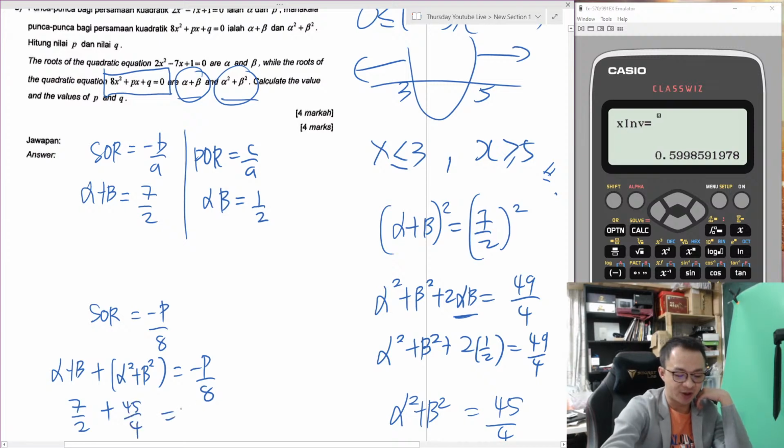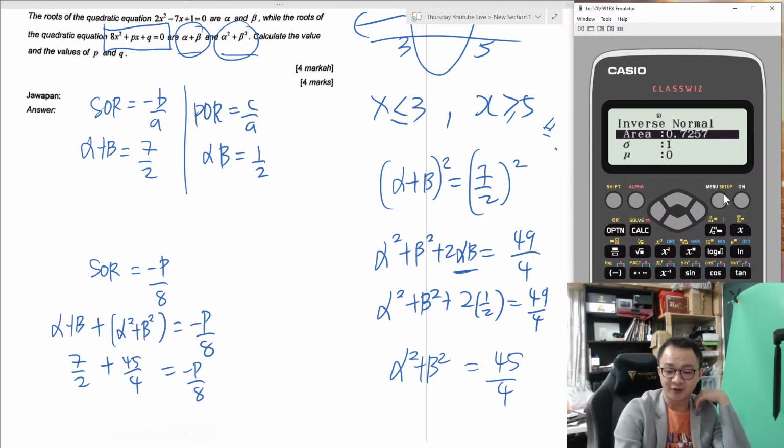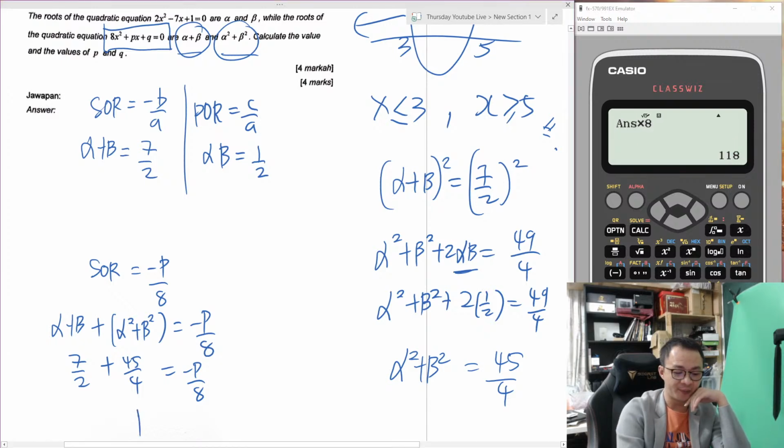So I will just solve this to get my p. Use a calculator for it: 7 over 2 plus 45 over 4. Then I multiply by 8 and put a negative. So p should be negative 108.